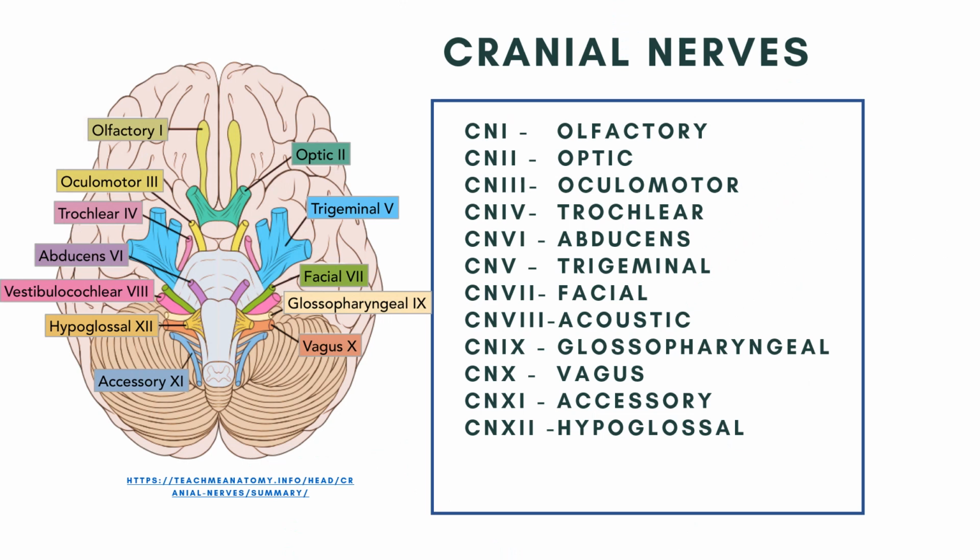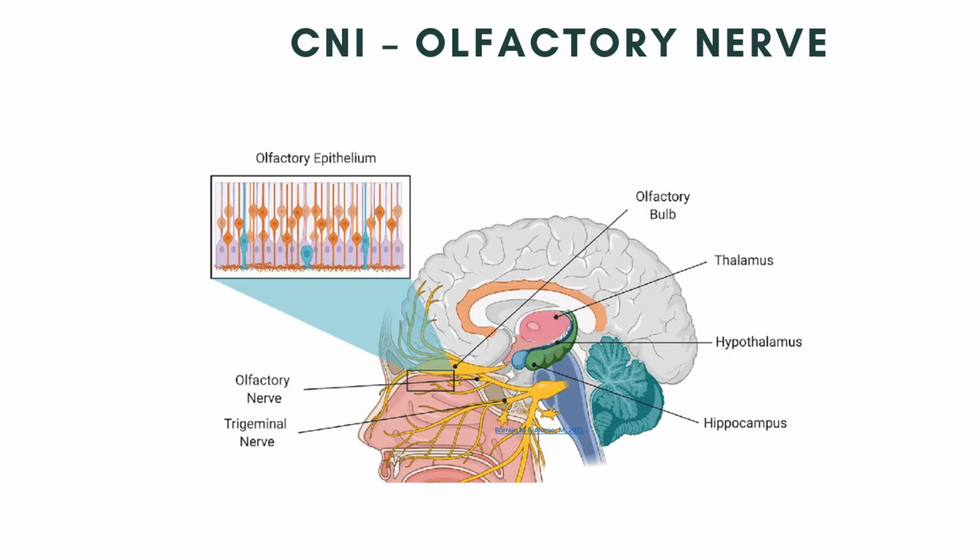You have 12 pairs of cranial nerves and each nerve has a specialized role. We'll be going through each nerve in detail, including the functions and the clinical indications of nerve dysfunction, in this video. The olfactory nerve is a sensory nerve responsible for detecting different smells.